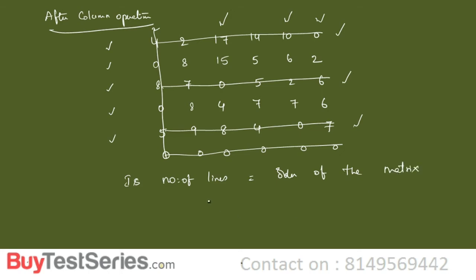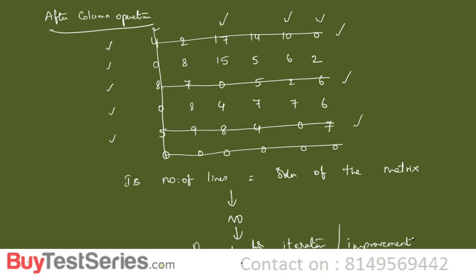Is the number of lines equal to the order of the matrix? Answer, no. Which means we cannot proceed for assignment directly, which means we need to proceed for iteration. Iteration can also be called improvement. What do you mean by improvement? It means that whatever solution you have got right now is not the best solution, and there is an even better solution waiting.